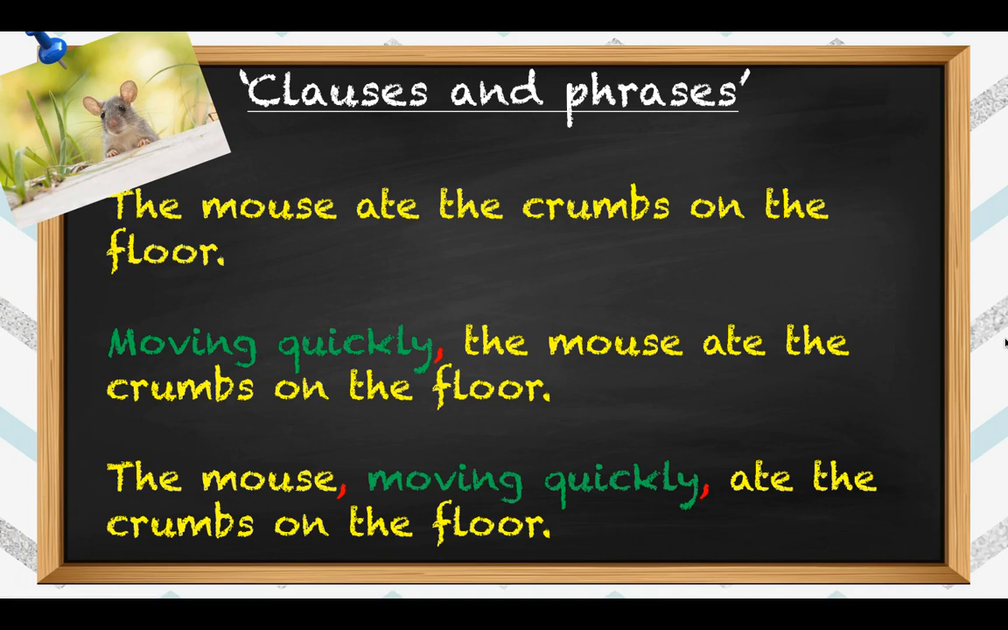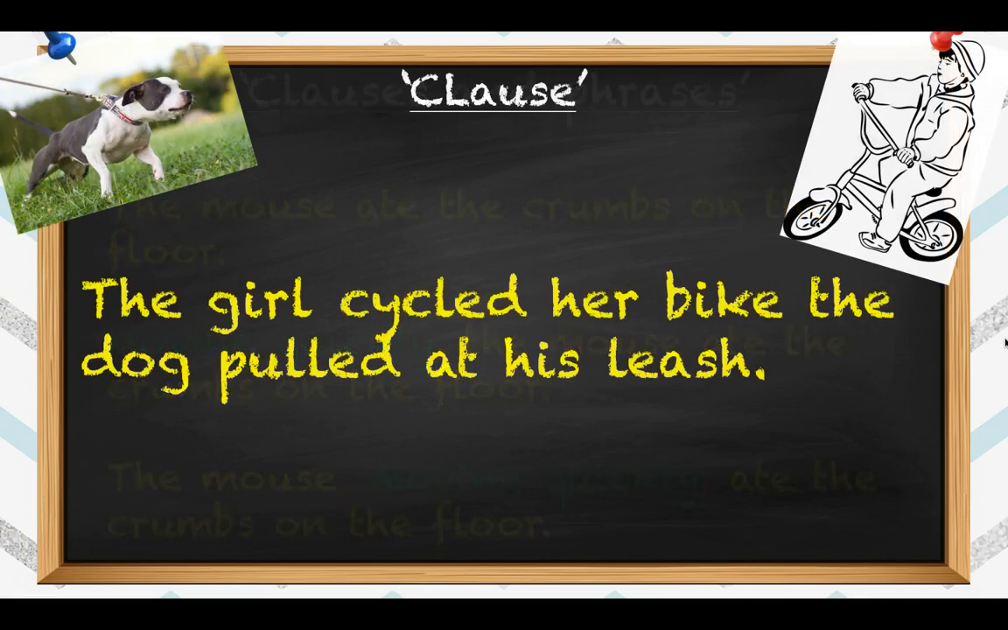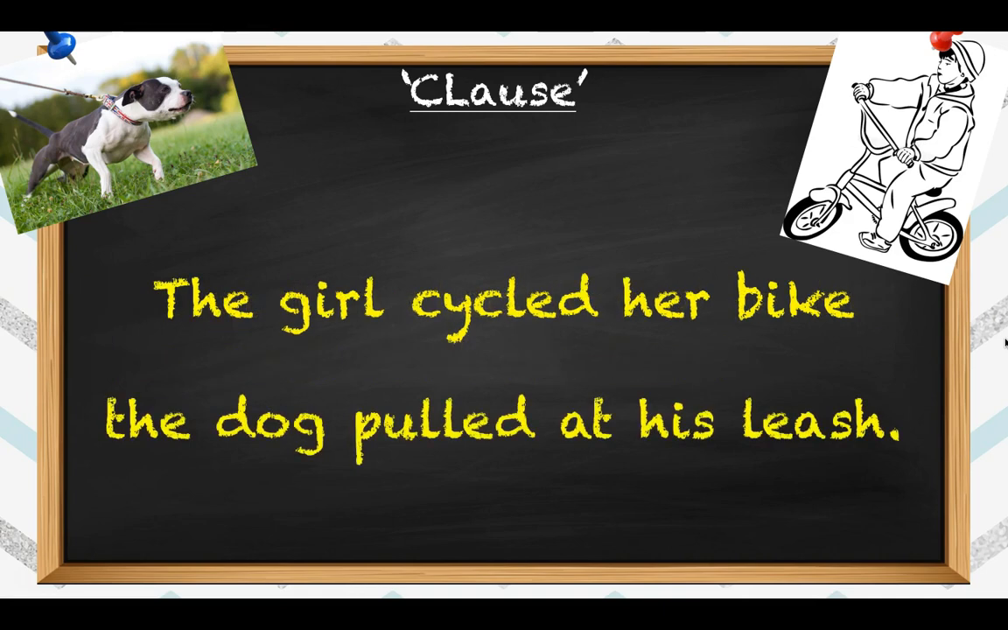Similarly, if we look at the single clause sentences from earlier, we see that we can't run them together without doing something. The girl cycled her bike, the dog pulled at his leash. We know that this doesn't work, but we often don't know why. Well, the reason we can't have a sentence like this without some punctuation, such as a full stop, or a conjunction like and or while, is because they are both independent clauses. They make sense on their own. Just like the phrase moving quickly needs to be separated from the mouse eating the crumbs on the floor by commas, clauses need to be separated from each other too. We're going to look more at this in some upcoming videos.